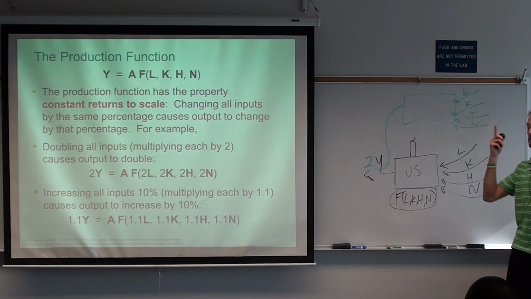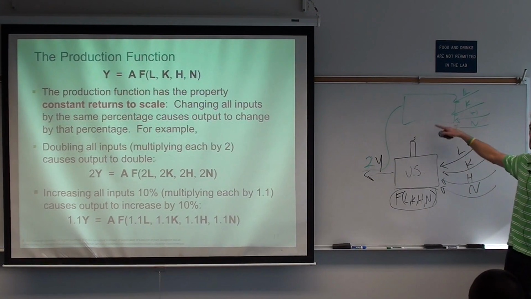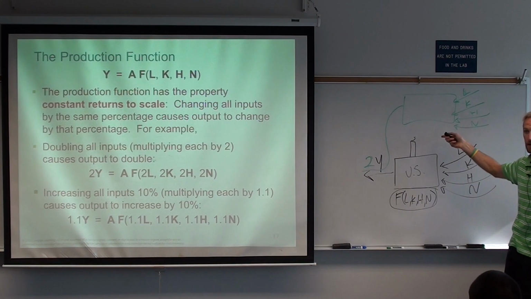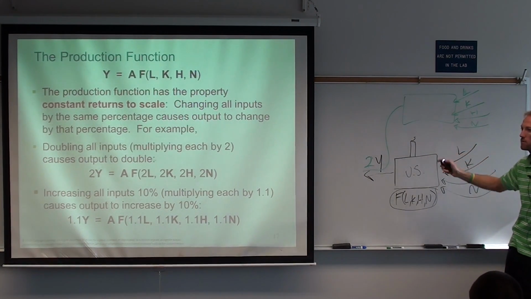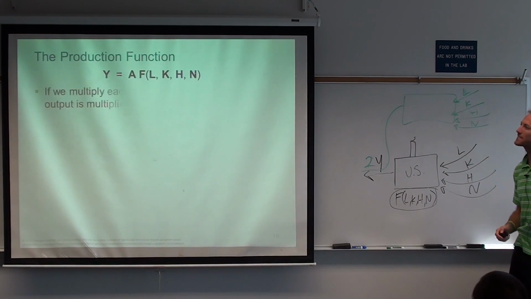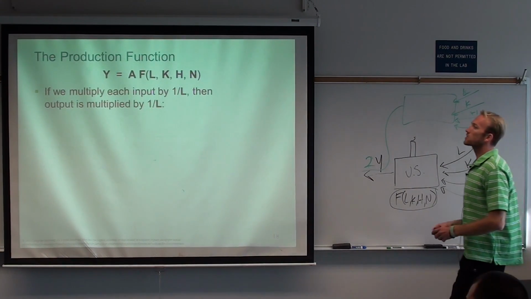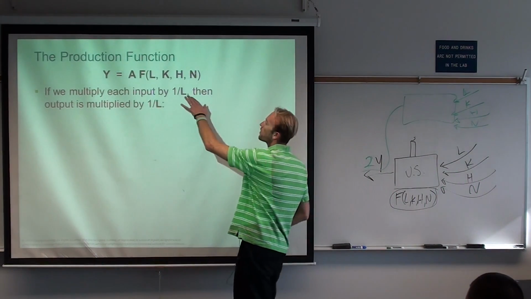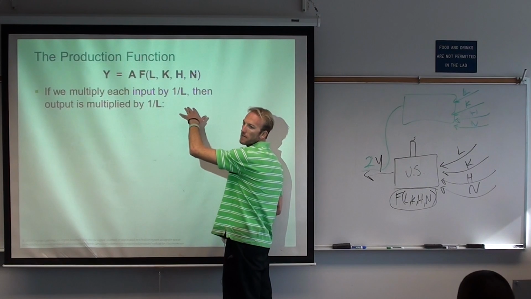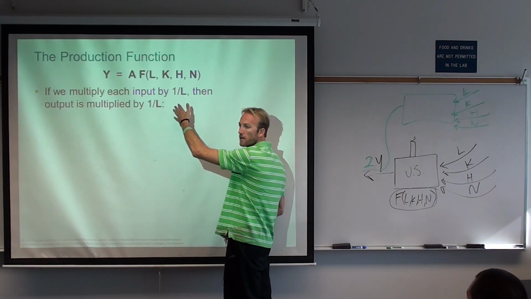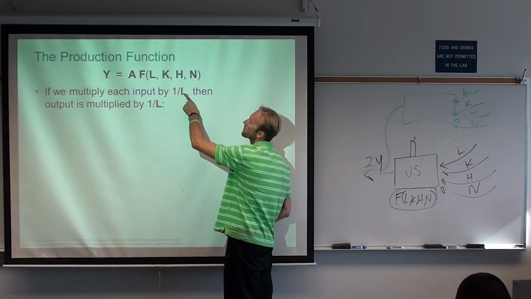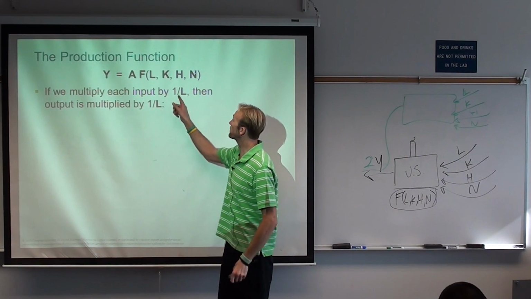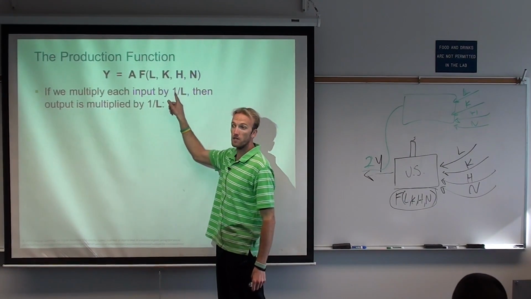Why is this so important? One, well, because it makes sense, right? If I double my amount of factories in my country, then I should double the amount of output. But also because it allows us to do something tricky here. It allows us to multiply. Remember we were just multiplying by like times 2 or times 3 before? Now I want to multiply it by 1 over L, right? And what's 1 over L? This is 1 divided by the amount of workers.